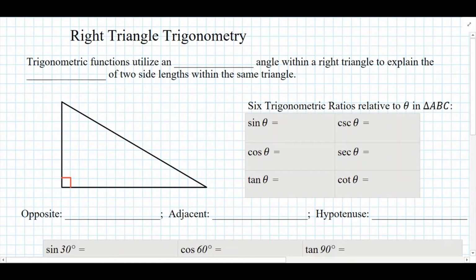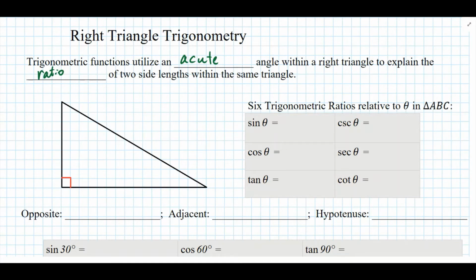Hello. In this video, I would like to share how to use trigonometric functions to solve right triangles. Trigonometric functions utilize an acute angle within a right triangle to explain the ratio of two side lengths within the same triangle.